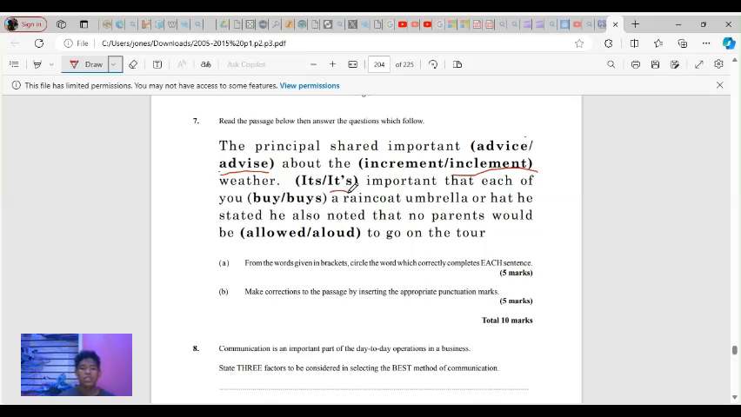It's important that each of you buy or buys. The answer would be buys because buys represents that each one buys. So that is basically it. Can't say buy, it's buys. A raincoat, umbrella, or hat.